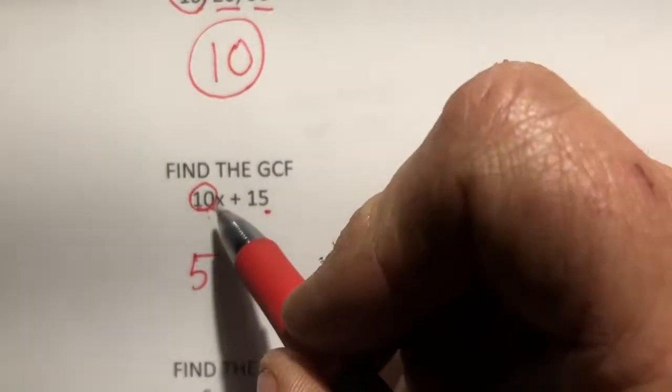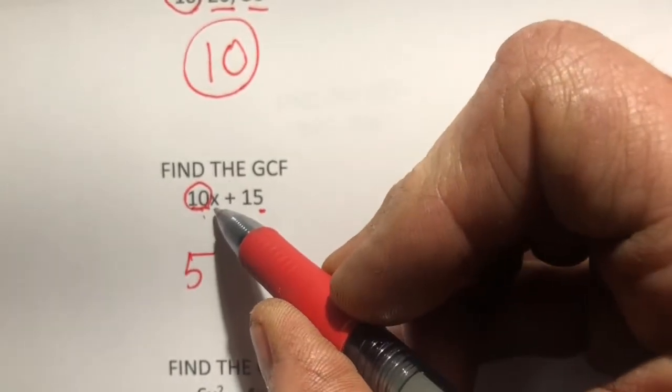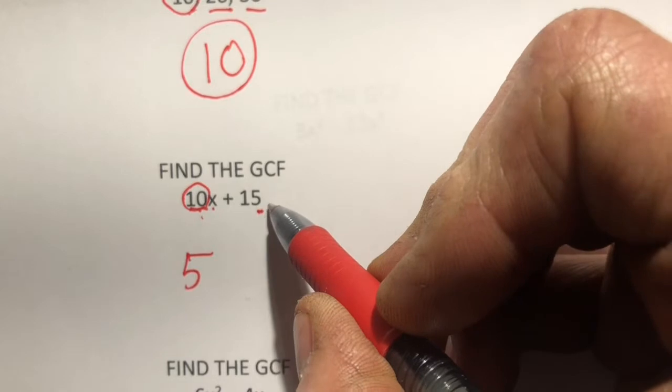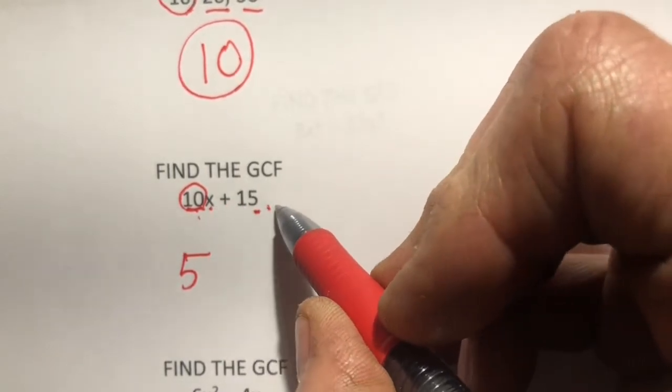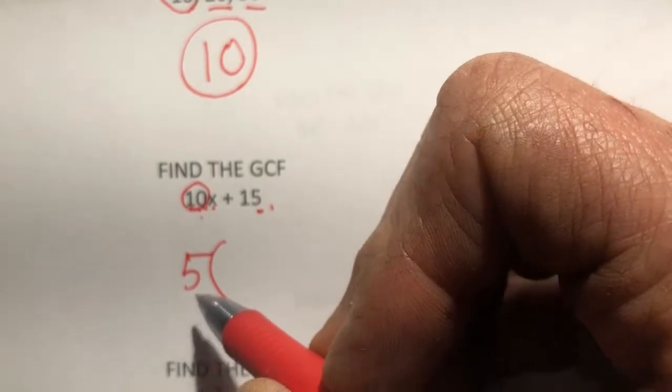Now this time we have an expression here. So I need to factor the 5 out. And then we need to look at our variables. Our variables, well, we've got an x here, but there's no x here. So 5 is all we can pull out. This is my GCF right here, 5.